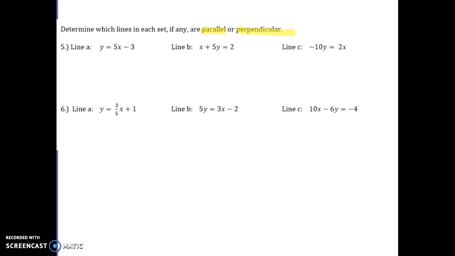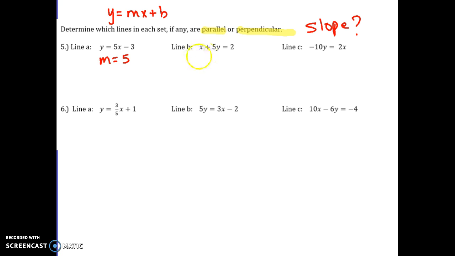To do that, we need to figure out the slope. For the first one, line A is really easy. The slope is 5, because we can just pull it out. We're in slope-intercept form. But for any of the others, we might have to put it into slope-intercept form to pull out the slope. So be careful and actually show your steps.